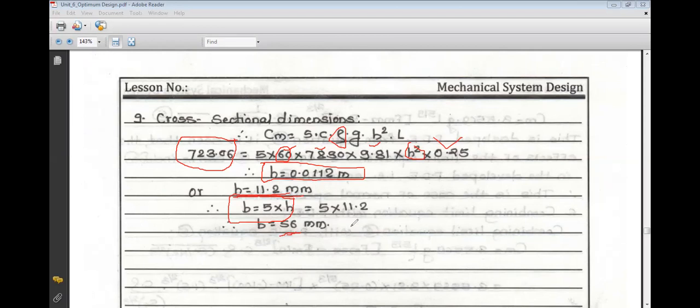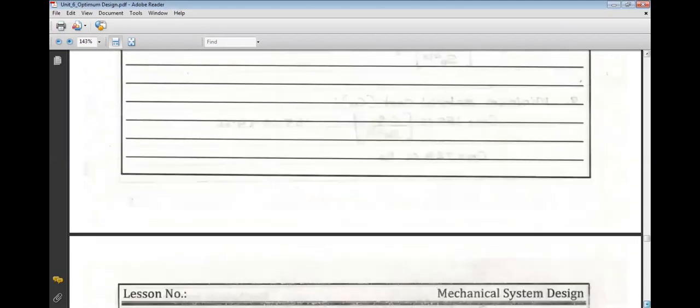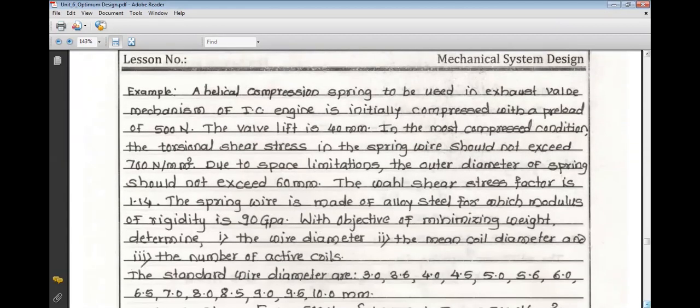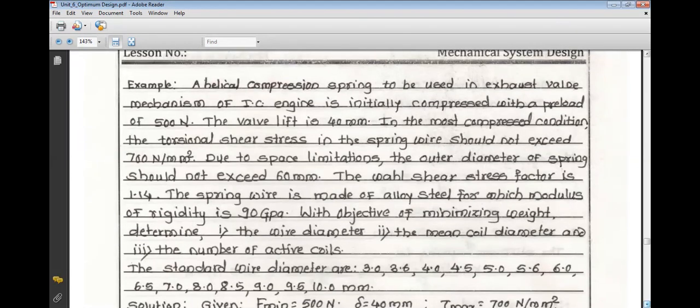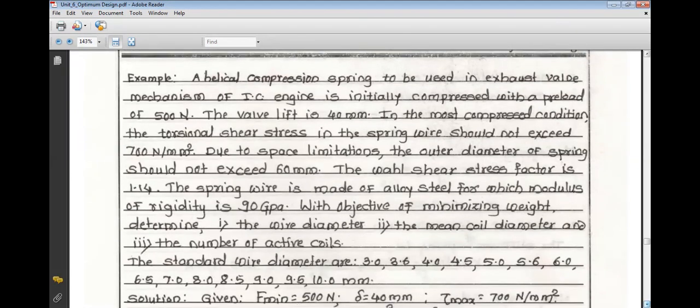So this is the problem for optimum design of the cantilever beam. Now we will see the next problem, that is on spring. This is a simple problem. So we will see this spring problem. Let us start.